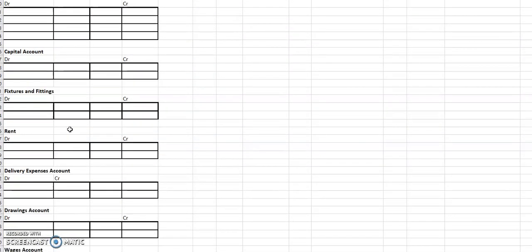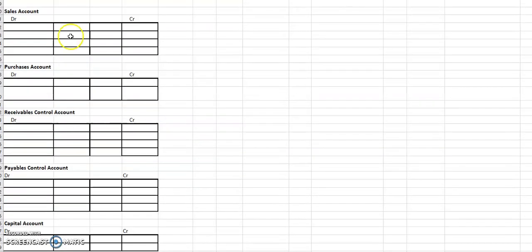But for the time being, learn all these different accounts. You do need to know each of these accounts for the exam as well. You need to know those 13 accounts because you'll be creating them and then you'll be posting into them.